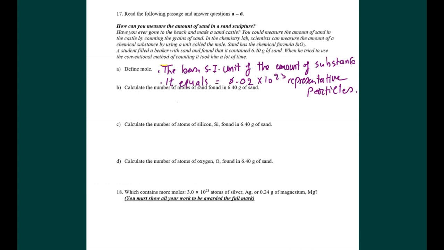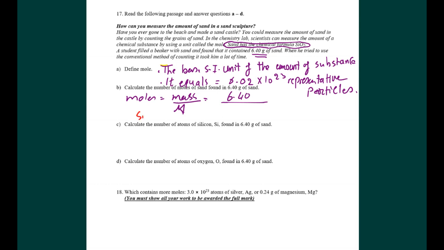Define mole. Calculate the number of moles of sand found in 6.4 gram sand. He gave here the formula of the sand, which is SiO2, and he gave also the mass. To calculate the number of moles, you will divide mass over molar mass. Mass, which is 6.40, over the molar mass, you will calculate it from the periodic table.